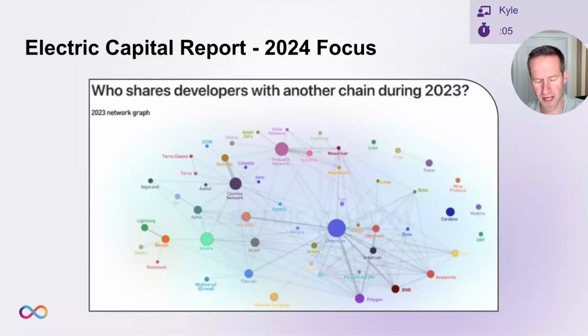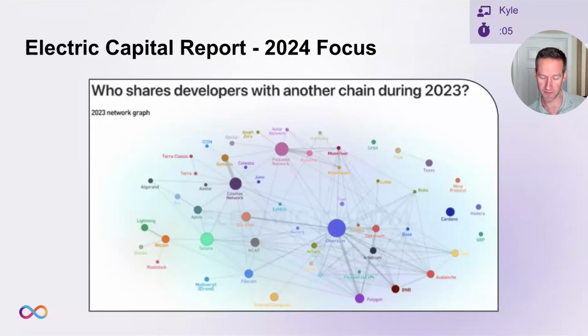Electric Capital did this multi-chain thing where they're starting to track developers who are working on multiple chains. One of the things we want to do is obviously the Internet Computer multi-chain narrative is very strong. And so if they're going to continue to do this next year, we want to ensure the Internet Computer has some very strong lines on this chart.